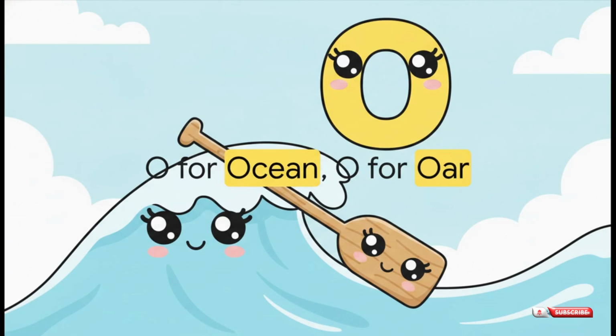And when it comes to nature, the pairings become incredibly evocative. We get this surprisingly poetic pairing for the letter O, linking the vast natural expanse of the ocean with the oar, which is the very human tool used to navigate it. It's just a wonderful juxtaposition of the natural world and human interaction.